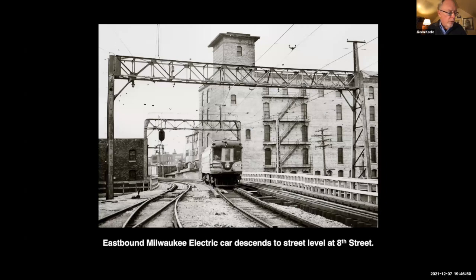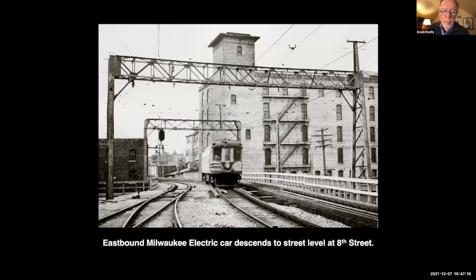Now we're going to switch over to the west side of downtown, the southwest side of downtown, and catch up with some traction. Here we see a Milwaukee Electric car descending to street level at 8th Street, which is right on the edge of downtown. Everything in this picture is gone. I don't see anything in here that's still there. In fact, much of what's in this photograph is probably occupied today by Interstate 94.